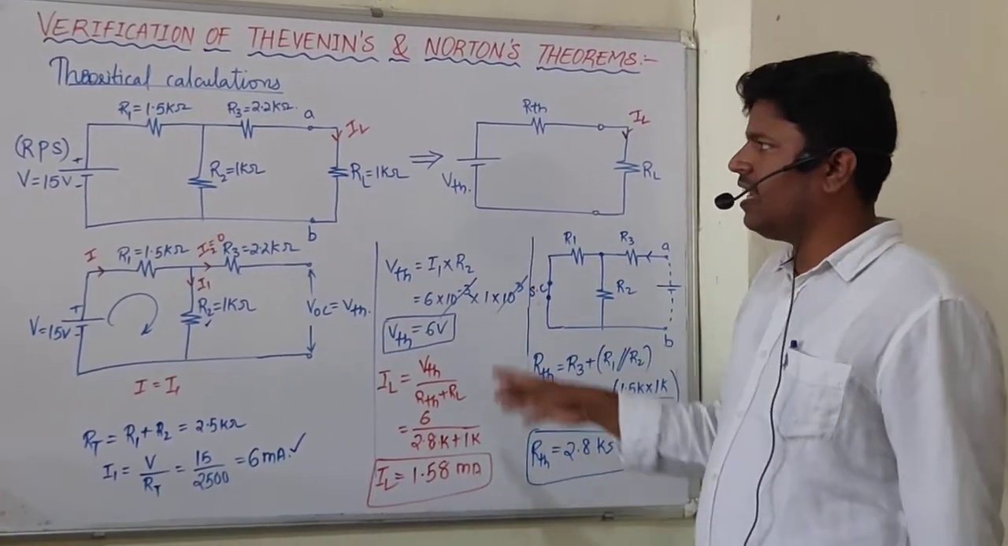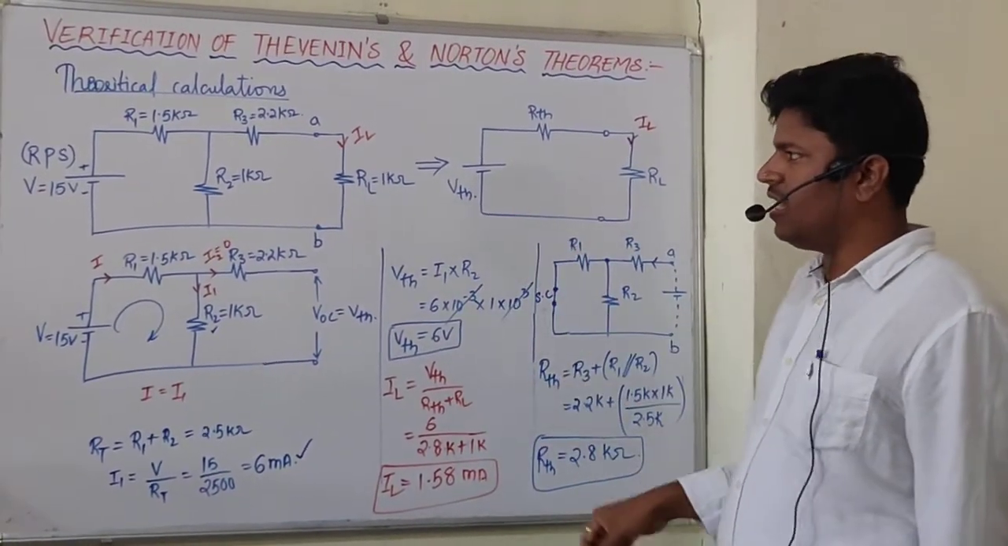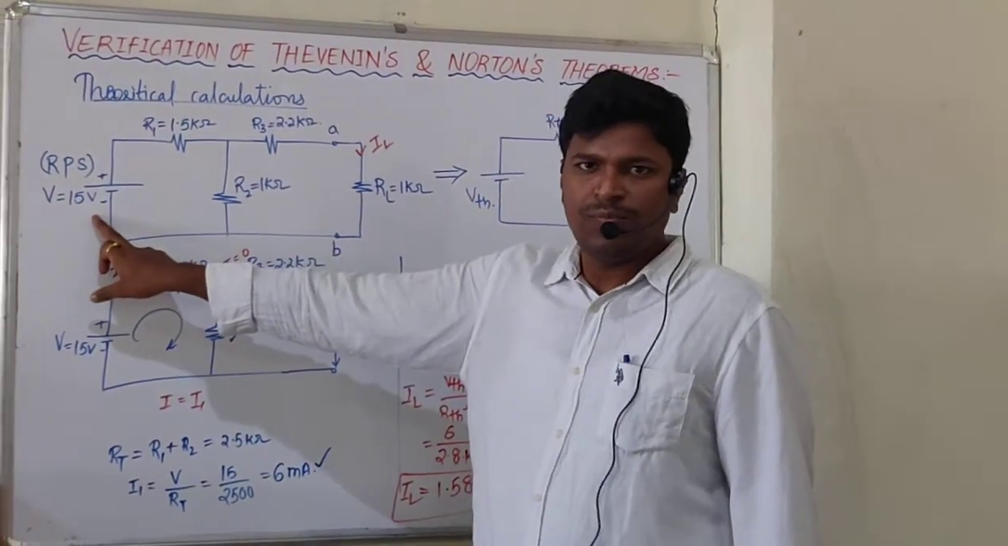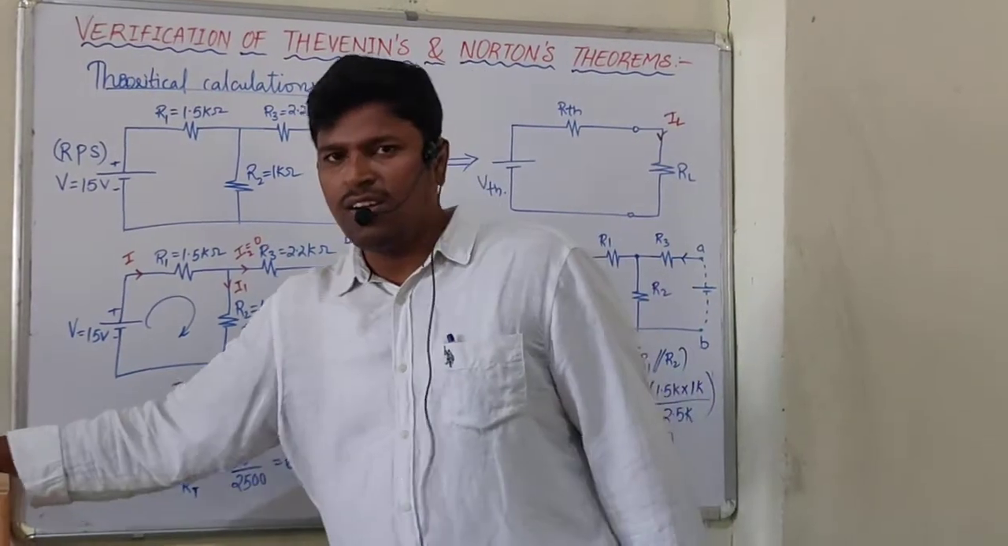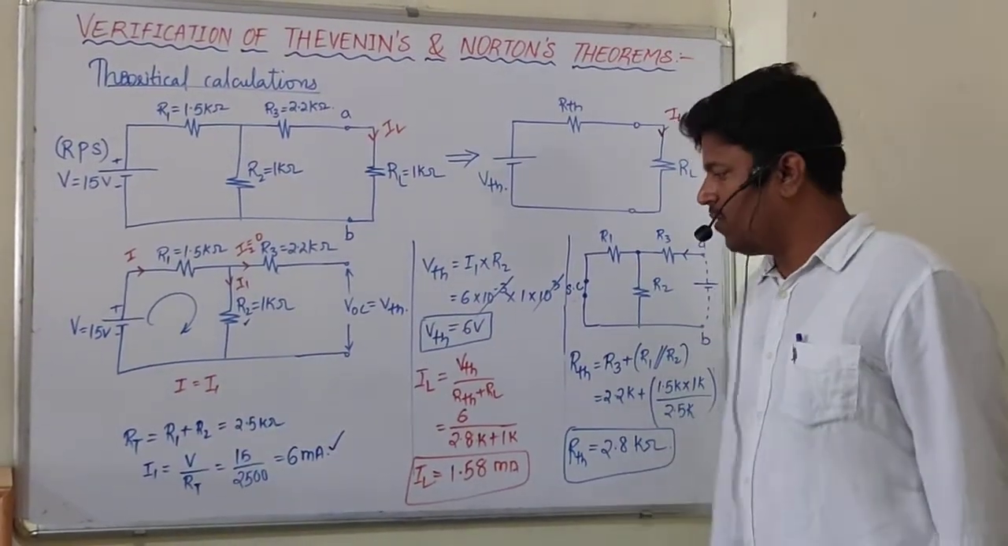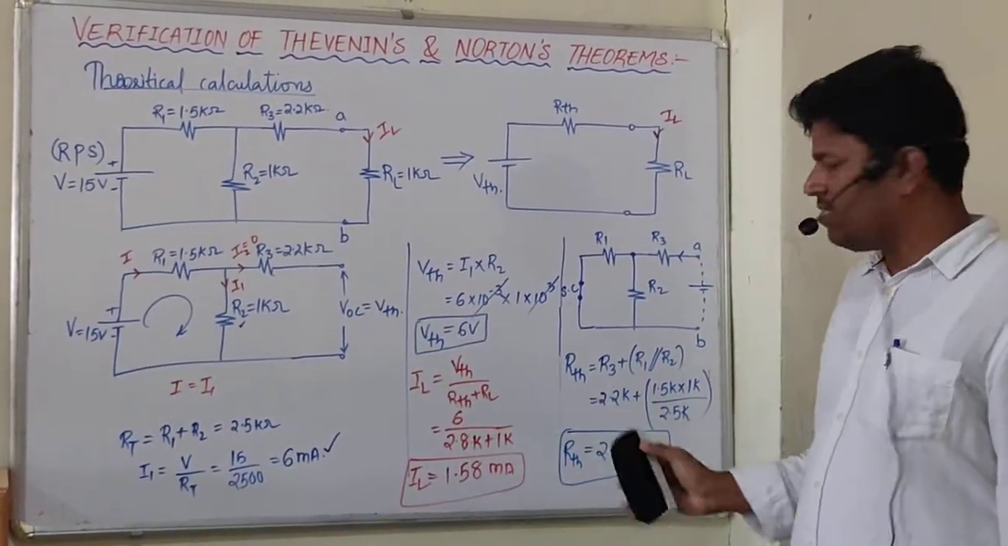So these are the theoretical calculations for Thevenin's theorem for one voltage, right? So let us see theoretical calculations for Norton's theorem also. Okay, hope you have understood. I am erasing this.